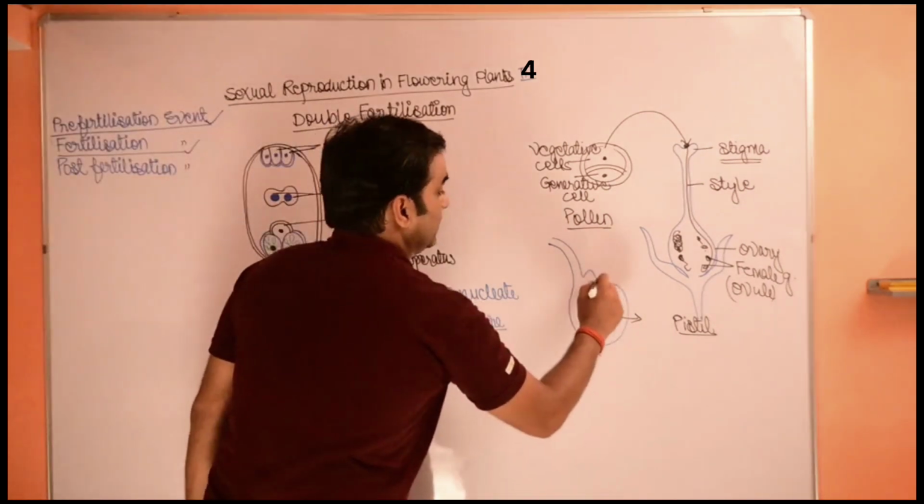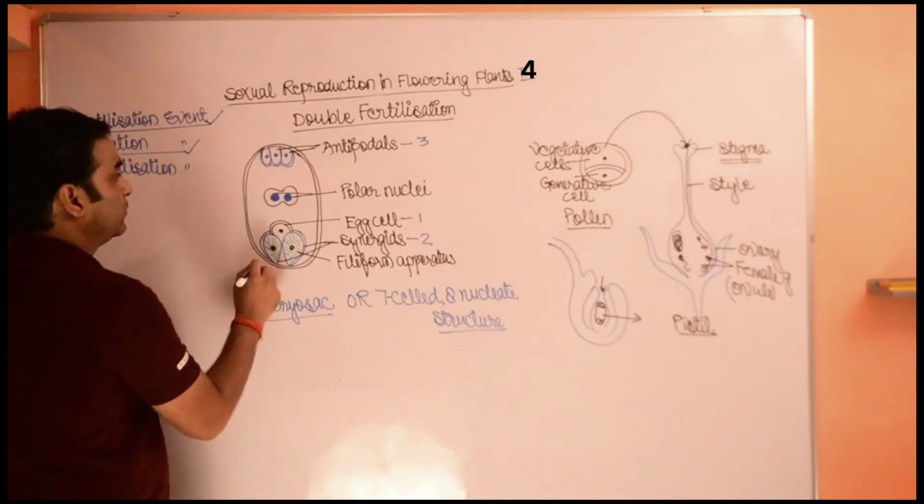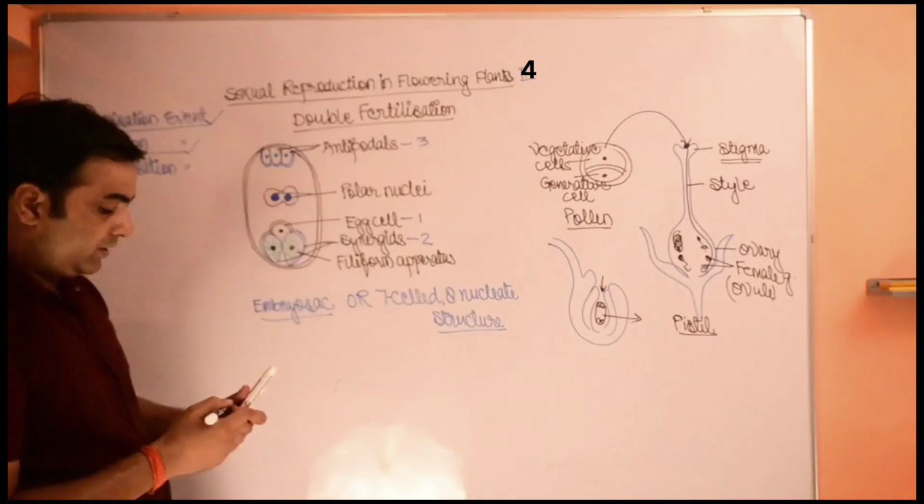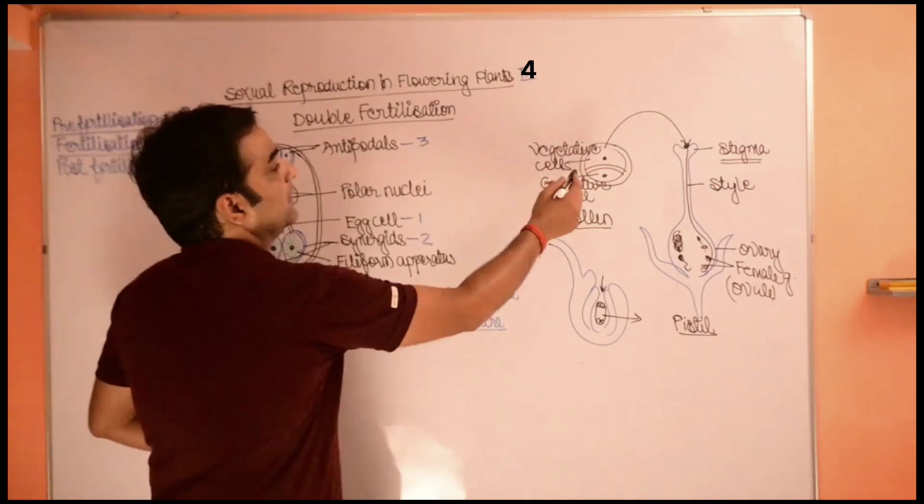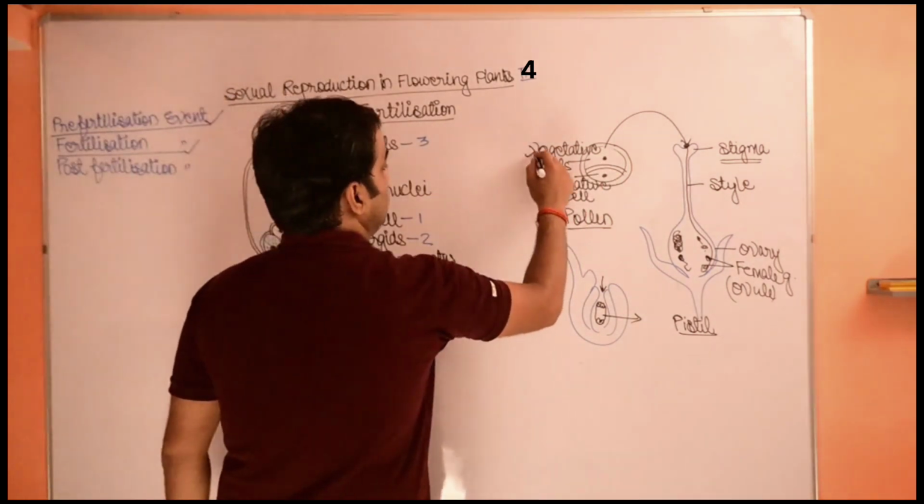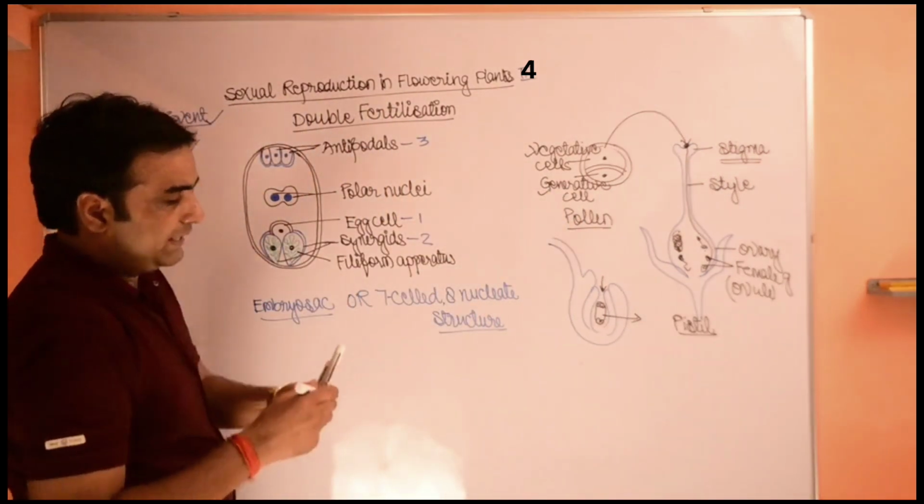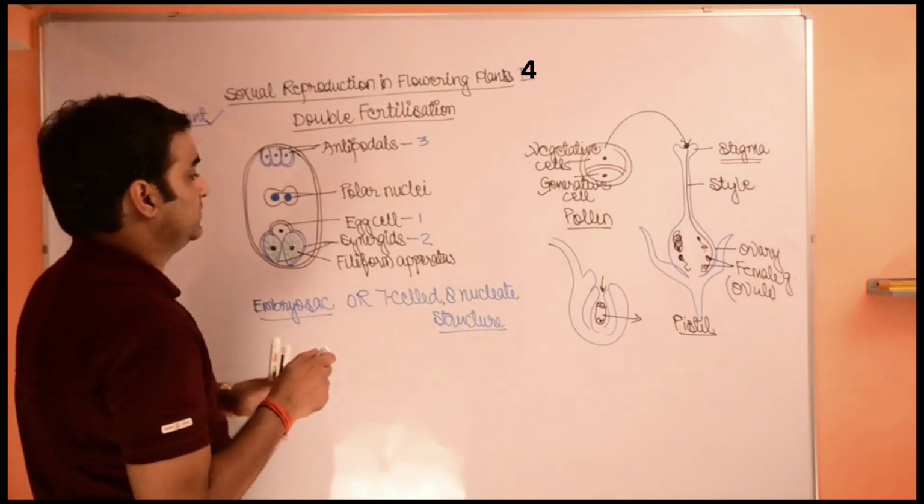So once it enters, it enters by the micropyle. This end is called the micropylar end, and this is called the chalaza end. So the pollen is entering. Remember, pollen has two cells, the vegetative cell and the generative cell. Now listen to me carefully, it's a very important thing that I am going to teach you.